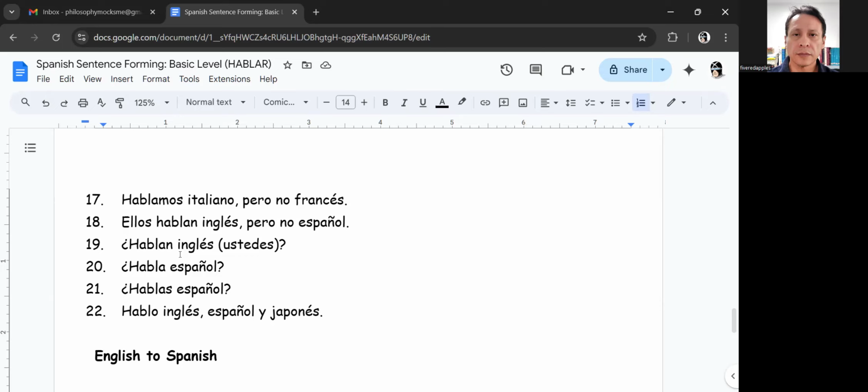Habla español. Who's being addressed here? Habla español. There's a few choices. This is the third person singular. Habla. Well, it matches, so it could be: does he speak Spanish? Does she speak Spanish? Or do you, in the polite sense, usted, speak Spanish? Again, context will tell you.